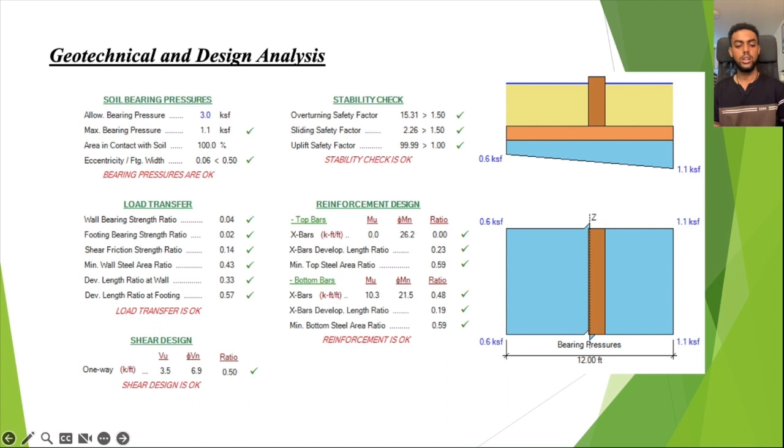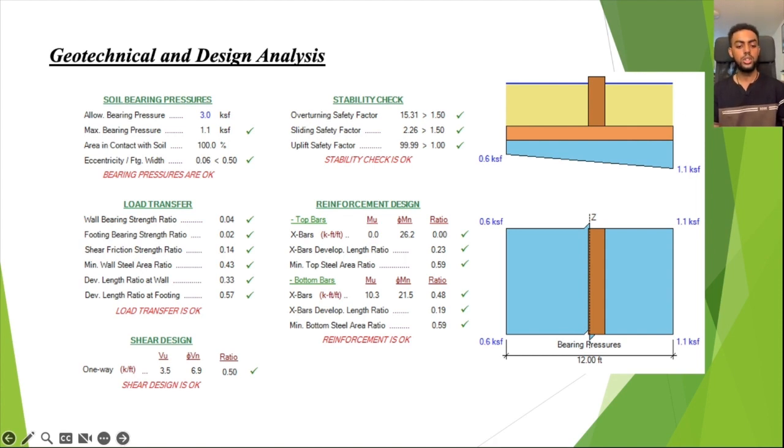In this slide, I would like to discuss the details of the footing design, beginning with the soil bearing pressure. The design observes a maximum allowable bearing pressure of 3 ksf, with the actual bearing pressure being comfortably below at 1.1 ksf, ensuring a strong foundation.